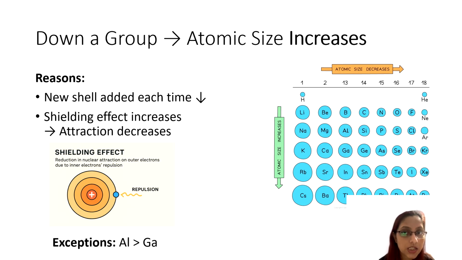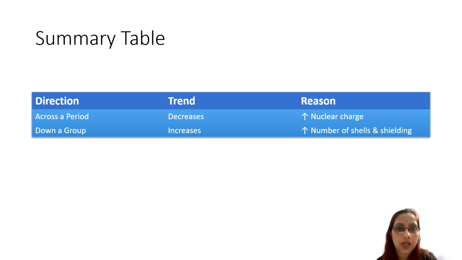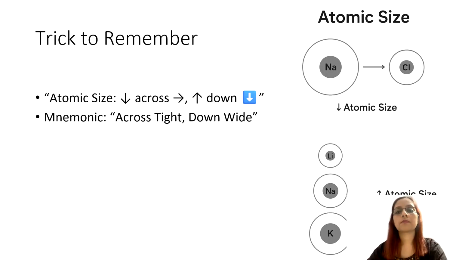So while the general trend is an increase in atomic size down a group, d and f block elements can cause exceptions due to poor shielding by inner d or f electrons. Here I have summarized this for your ease. Across a period, atomic size decreases due to increasing nuclear charge, and down the group it increases because of more shells and greater shielding. You can easily remember this trend with this mnemonic: across tight and down wide.